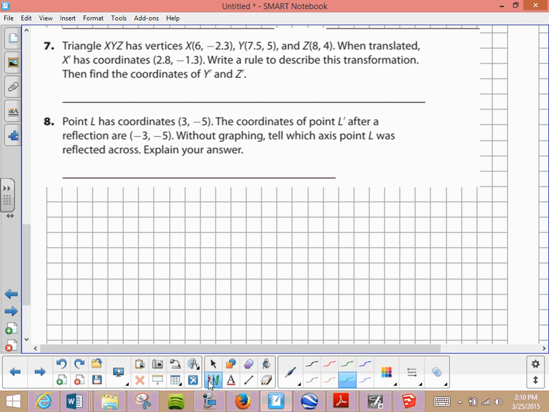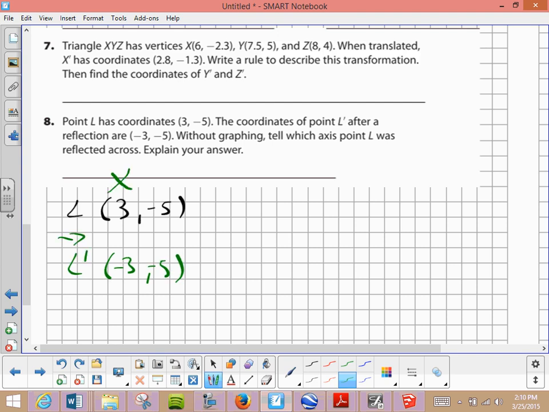All right, the next one. Point L has coordinates 3 and negative 5. The coordinates of point L after a reflection are the following. So that one's really easy too. If point L is 3 and negative 5, not prime, and now point L prime is negative 3 and 5, what happened in the middle?